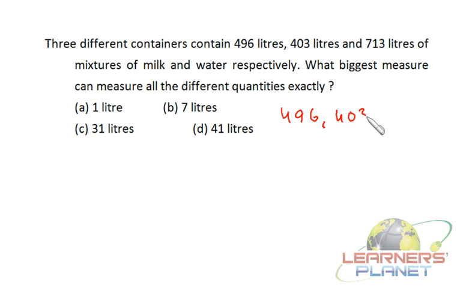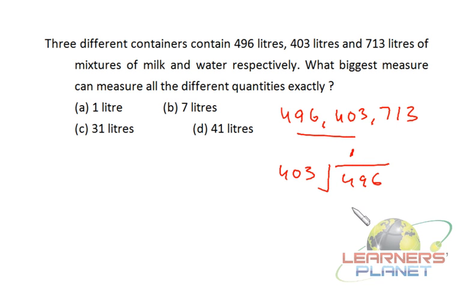496, 403 and 713. Friends, we have discussed the division method to find out the HCF. In that case, we just divide. We take two numbers, say in this case, suppose I take 496 and 403, and I keep on dividing till I get the remainder as 0. Now for the first division, I just write it.